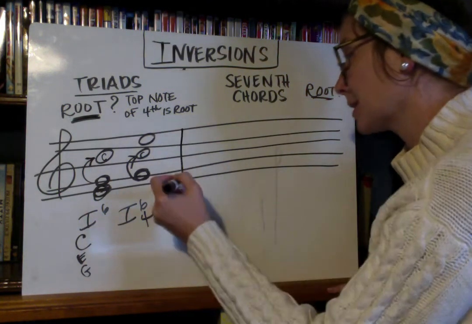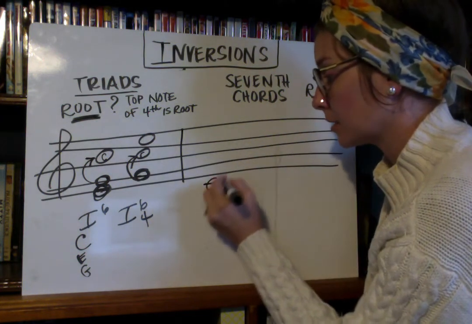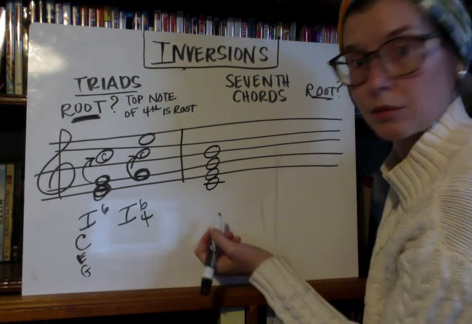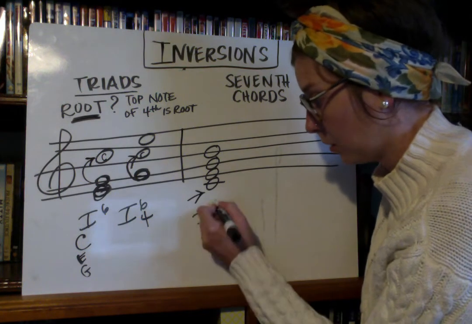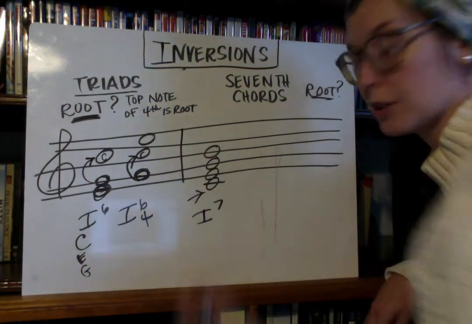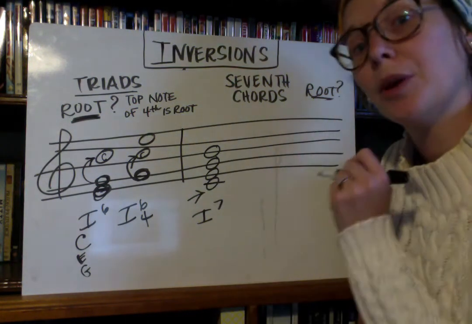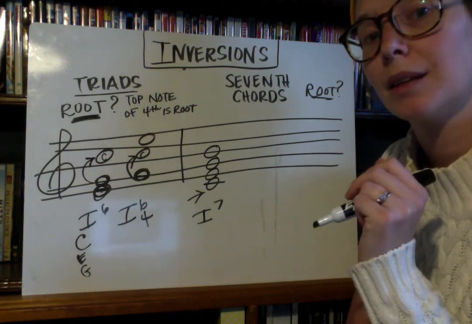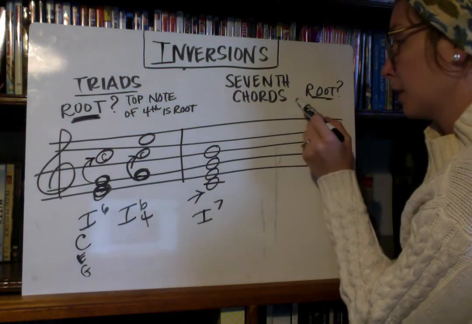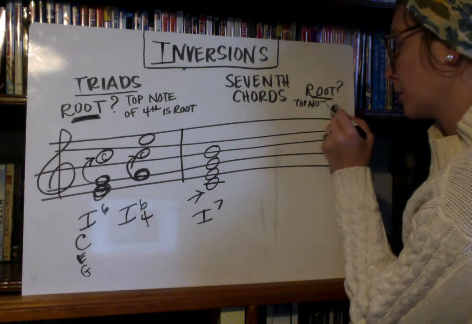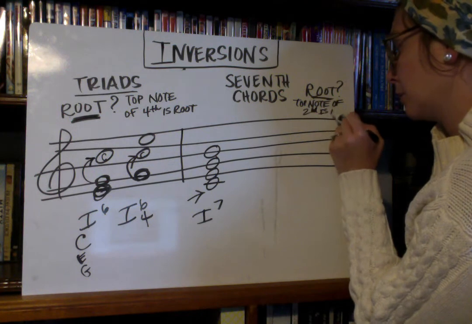Okay, now 7th chords. How do you find the root? Obviously, if the chord is in root position, that's the root, right? A 1-7, obviously the bottom of the snowman is my root, okay? But if it's an inversion and you're confused on how to find the root, the top note of the 2nd that you see is the root. Find the interval of a 2nd, and that's your root note. I promise, okay? So the top note of the 2nd is your root.